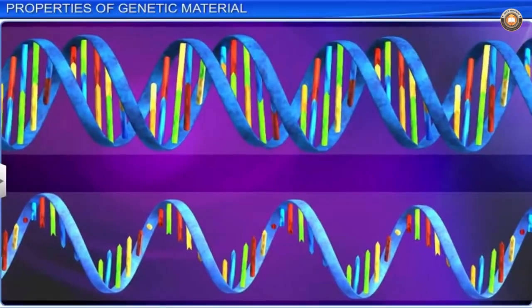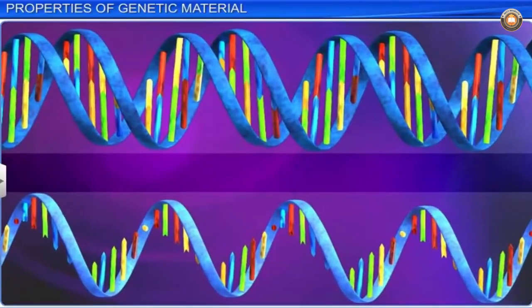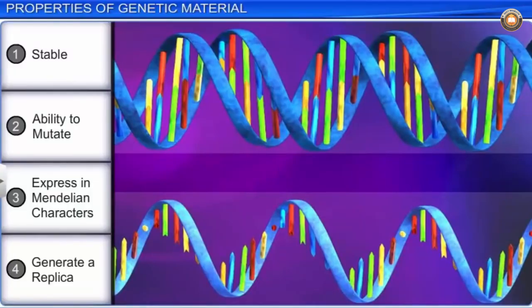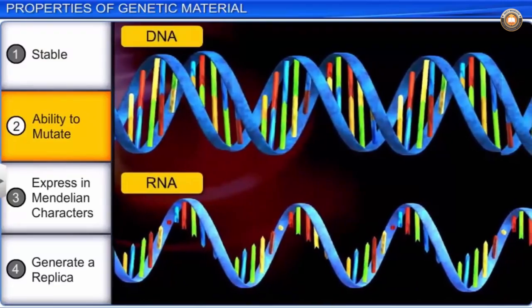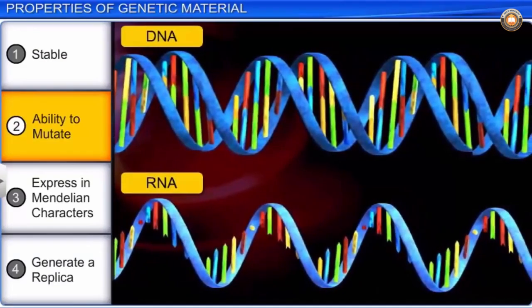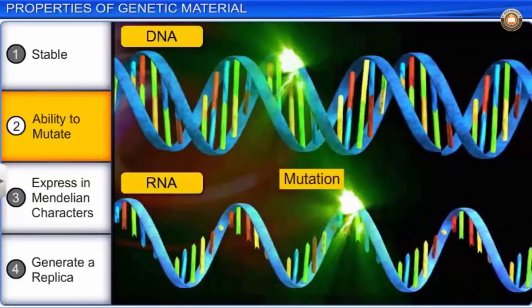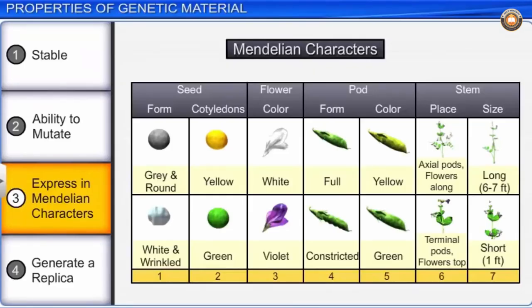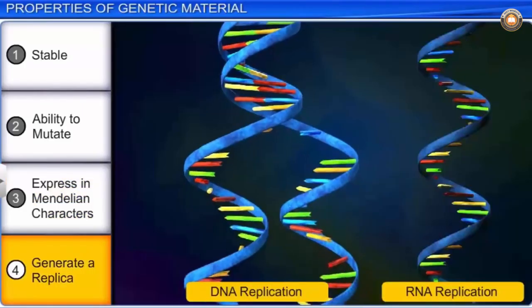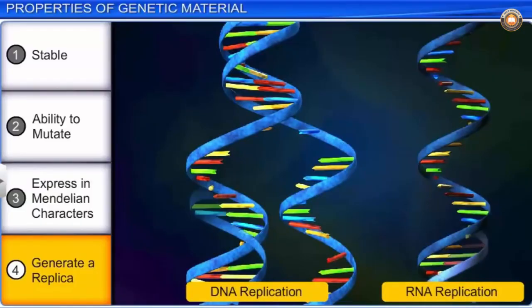The answer lies in the fact that for a molecule to be a genetic material, it must fulfill four simple conditions. It should be structurally and chemically stable, which means it should not change with age, change in physiology, or life cycle. Yet, despite stability, the molecule should provide scope for slow changes or mutation that is necessary for evolution. Further, the molecule should be able to express itself in Mendelian characters and also be able to generate its own replica to become a genetic material.